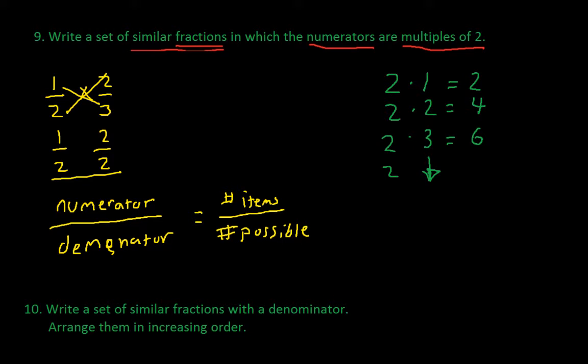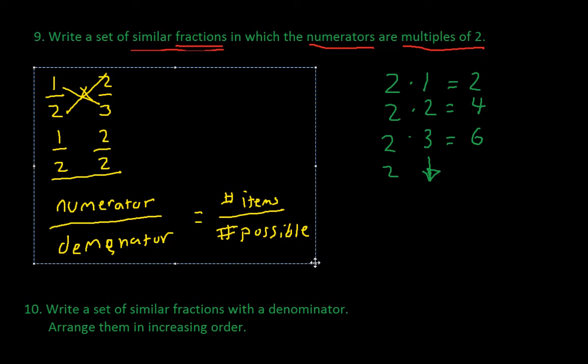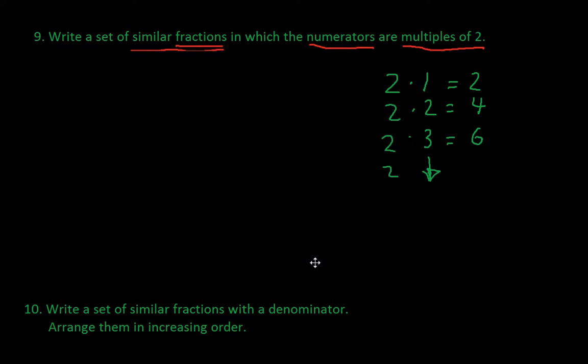So armed with this, I think we have the information we need to answer the question here. So let's write a set of similar fractions in which the numerators are multiples of 2. Let's start with the numerator. So here's our fraction. Our numerator, let's just choose our first multiple of 2, is 2, and we want a similar fraction, which means that the denominator is going to be the same. So we can really pick any number we want. So let's just pick the number 6.